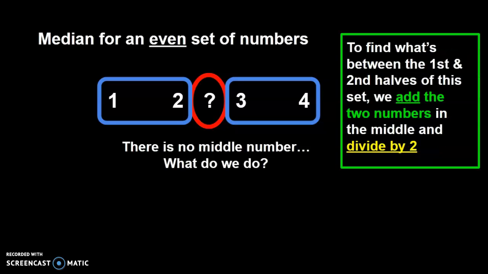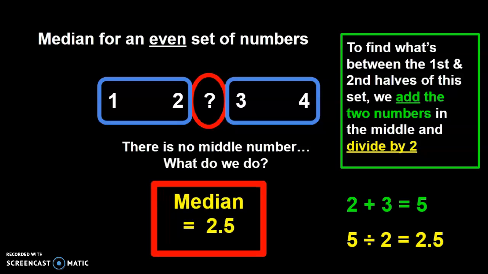So to find what's between the first and second halves, the 2 below and the 2 above, we add the 2 numbers in the middle and then divide it by 2. So you got 2 plus 3 equals 5. Then we divide it by 2. So 5 divided by 2 equals 2.5. That's our median, 2.5.